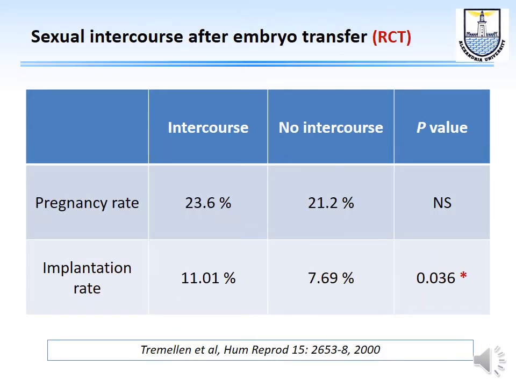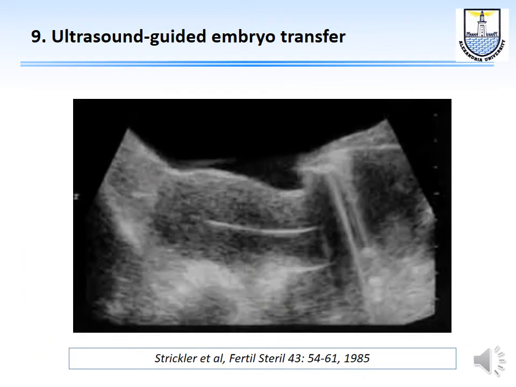And indeed, when Tremellen conducted this randomized control trial, allowing some people to have intercourse around the time of embryo transfer versus those who were not allowed to have intercourse around the same time, they found that the pregnancy rate was actually the same, no change, but the implantation rate, if anything, was better if people had intercourse. So these contractions are not necessarily detrimental.